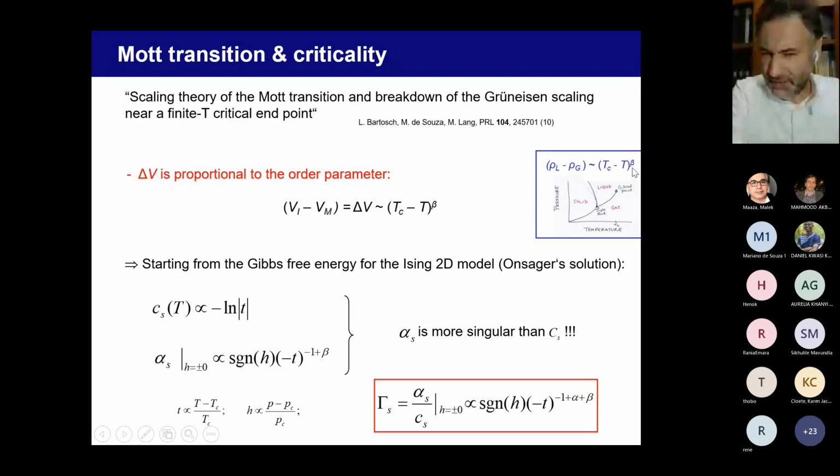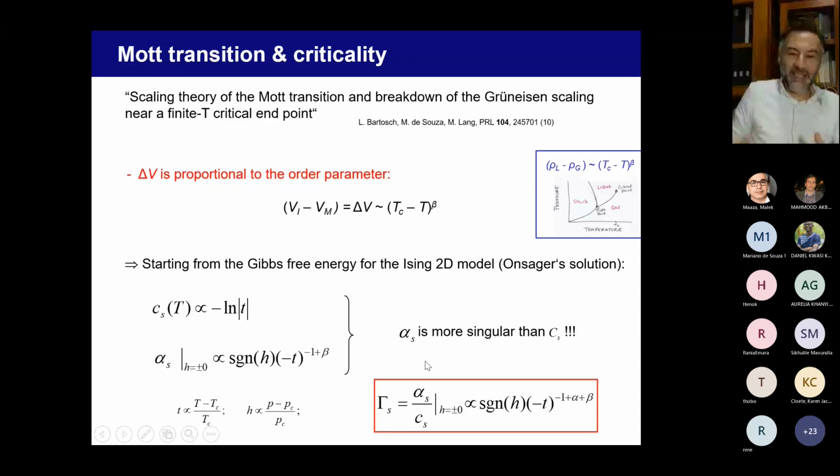Essentially, for the liquid-gas phase transition of water, we have the difference between the density of the liquid and gaseous phase, as indicated here on the right side. This is proportional to the reduced temperature to the power beta, which is the critical exponent. And we have done the same because density and volume are somehow proportional, and we have derived exactly, in the frame of the Ising model, the singular contribution to the specific heat, as well as the singular contribution to the thermal expansivity. And we have observed that while the specific heat follows a logarithmic dependence on the reduced temperature, the thermal expansivity follows a power law. In other words, the thermal expansivity is more singular than the specific heat.